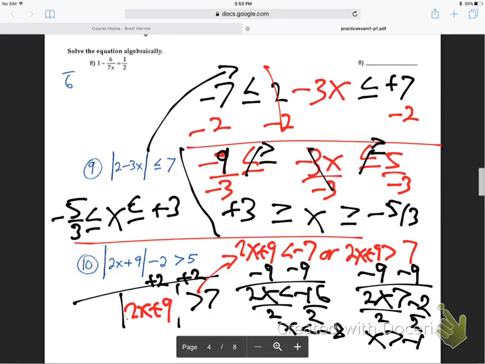I just solved them. So this is solving 2 separate, notice, and this is solving a triple. Less thans are always a triple. Greater thans are always 2 separate.